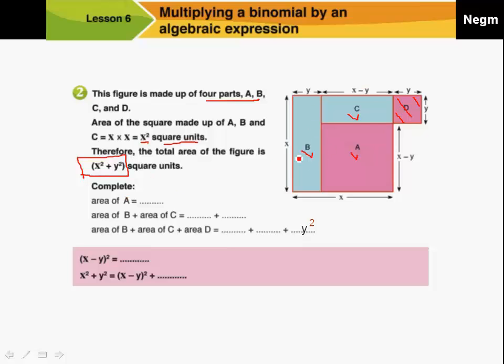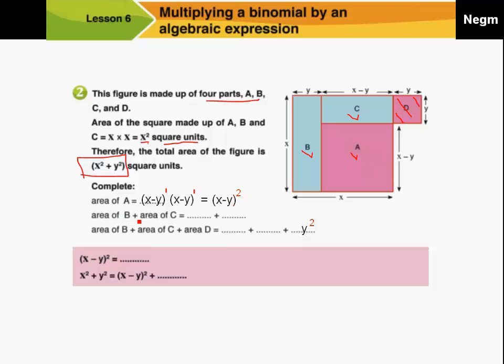Compute area of A. Area of A is x minus y times x minus y. It will be x minus y, this to power 1 and this to power 1. We have to add the powers. 1 plus 1 is 2. So area of A is x minus y to power 2.